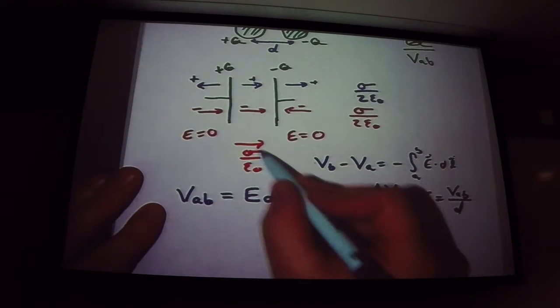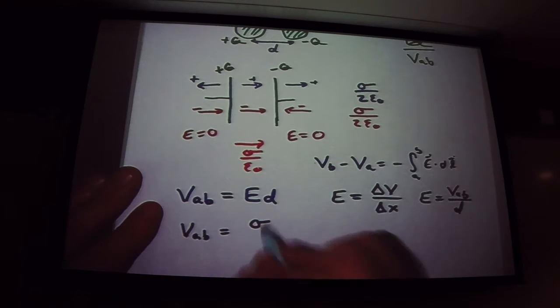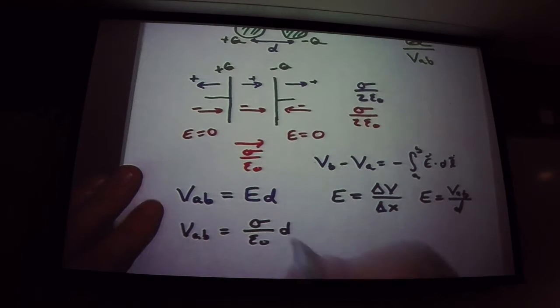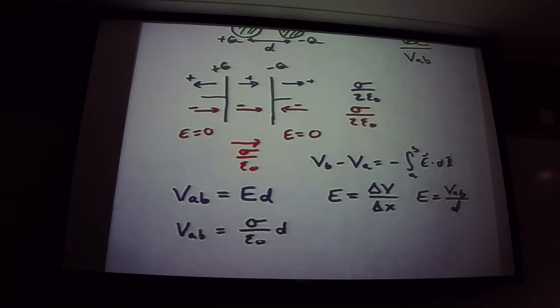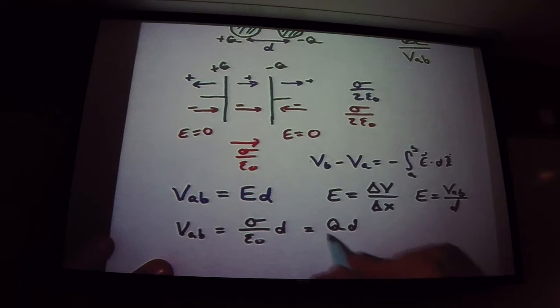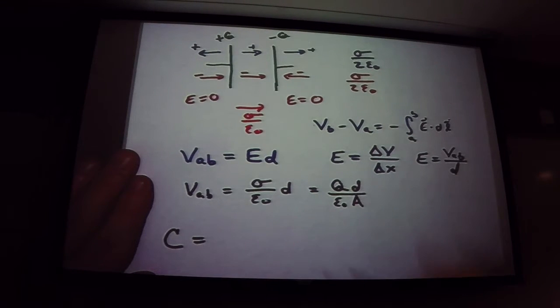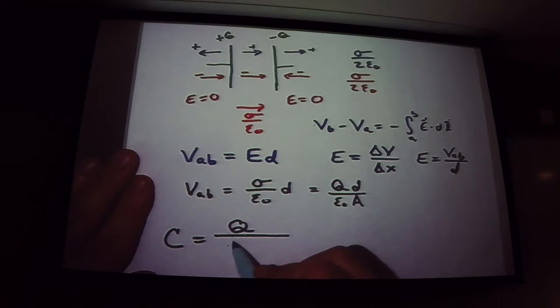So my VAB is equal to sigma over epsilon naught multiplied by D. The sigma is what? Charge per area. So that relates to my Q. So this is Q D over epsilon naught A. That's putting Q over A in for my sigma. And then finally, my capacitance is equal to Q divided by QD over epsilon naught A.